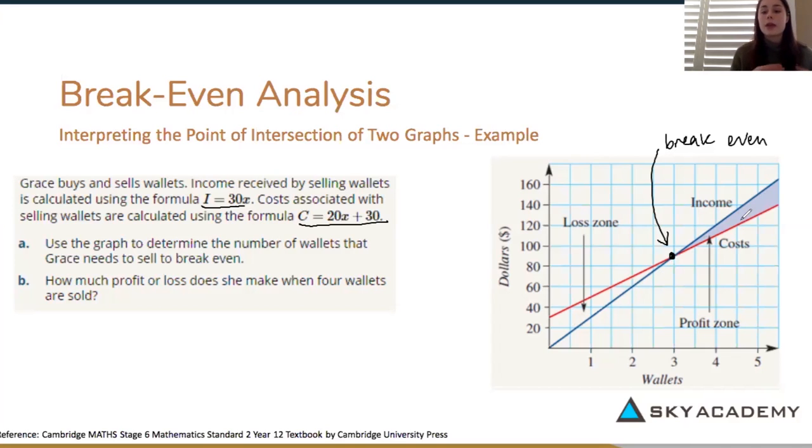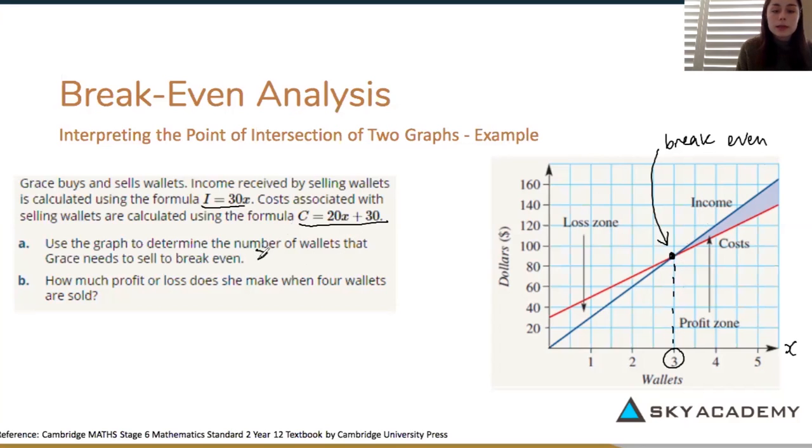So let's have a look at the question. Question A says, use the graph to determine the number of wallets that Grace needs to sell to break even. We've already determined our break-even point, and that is here. We need to determine the number of wallets, and that is on the x-axis. So I'm going to go down until I reach the number of wallets, which is 3. So we need 3 wallets to break even.